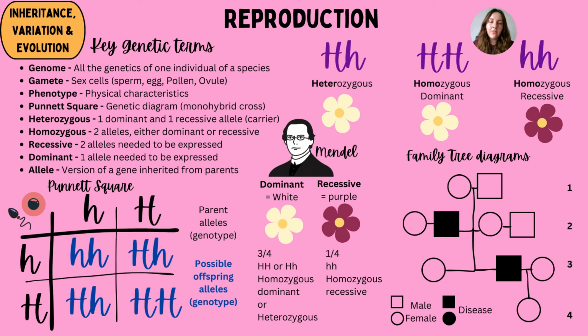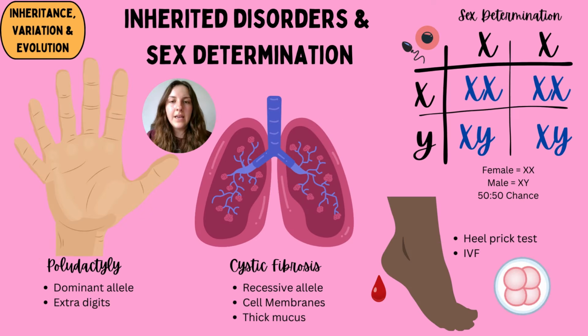Now, in the case of family trees, you could be expected to interpret them and look at different family trees and predict who is more likely to be a carrier, who is likely to have the condition, and in what generation. So you can see generation 1 all the way to generation 4. Polydactyly is a dominant inherited condition, and essentially this causes an individual to have an extra digit or multiple extra digits on their fingers and toes.